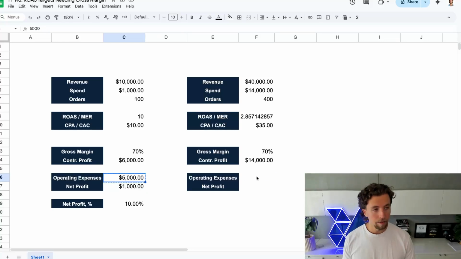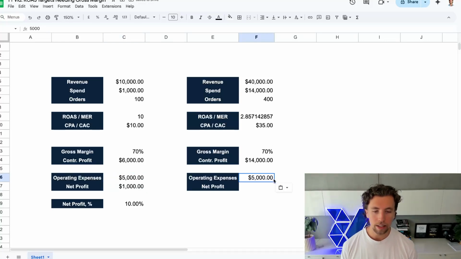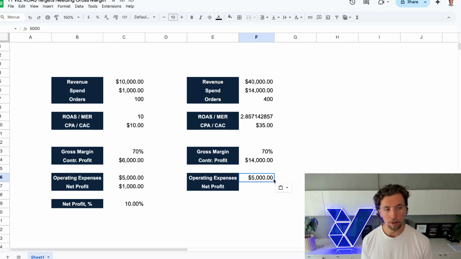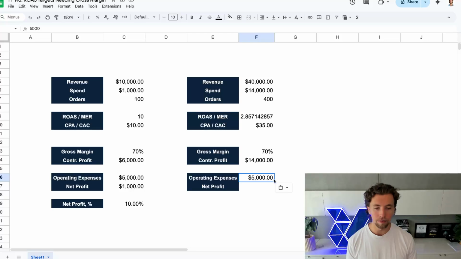Now over here, when they jump to $40,000 a month, the reality is their operating expenses should not increase much. As a lean direct-to-consumer e-commerce brand, the difference between $10,000 a month and $40,000 a month shouldn't be any staff. You shouldn't have any more staff doing $40,000 a month.